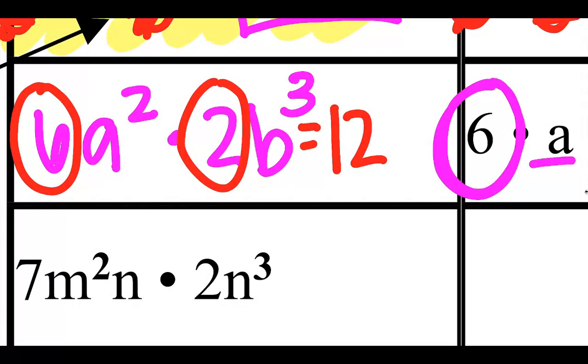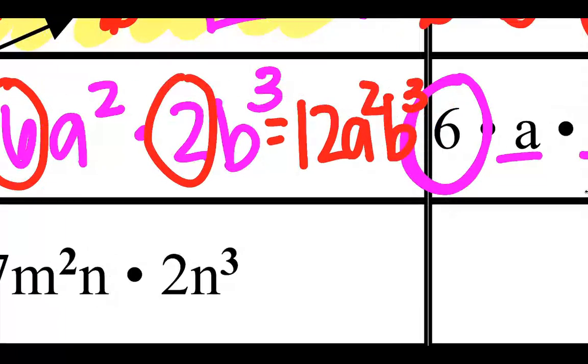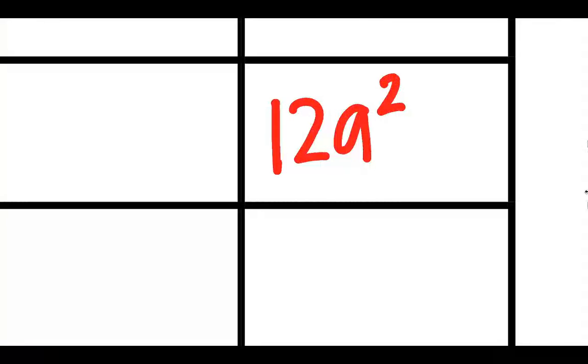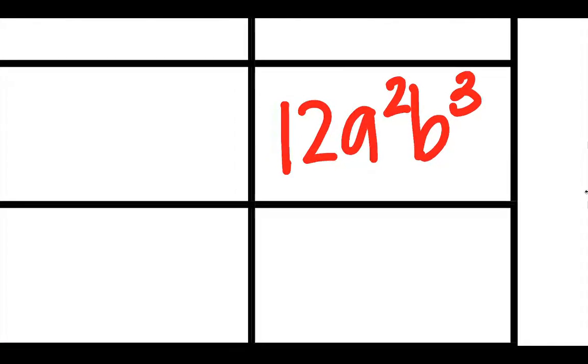So I can only say I have A, and again, it's only to the 2nd power. That's all how many A's I have, and B to the 3rd power. That's all I have. So I've got 12A squared times B to the 3rd power. 12A squared B to the 3rd power.